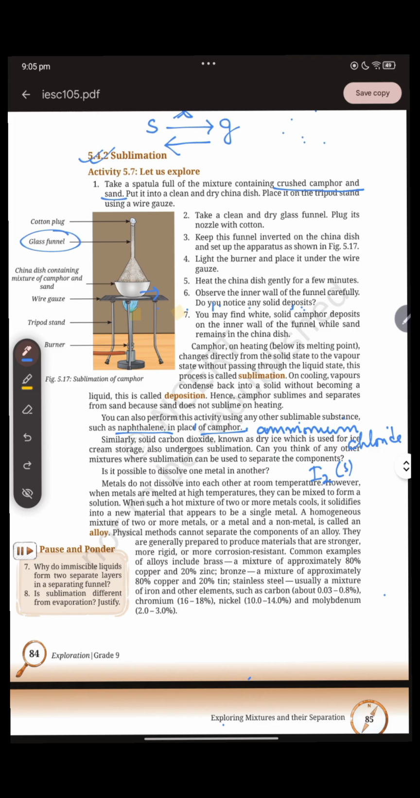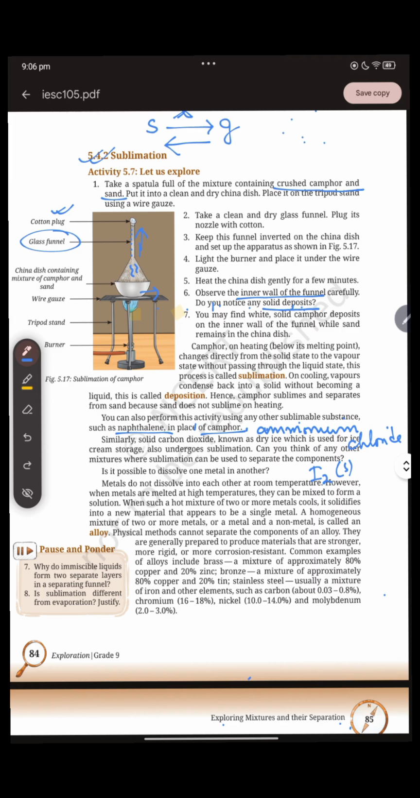When you heat, what do you observe? The inner wall of the funnel, if you observe, you will see solid deposits. First you will see vapor, and then after some time when the vapors cool in the stem part of the funnel, you will see solid particles. Now the function of this cotton plug is to restrict the vapors from moving out, right? So what do you observe? You observe solid deposits of camphor.